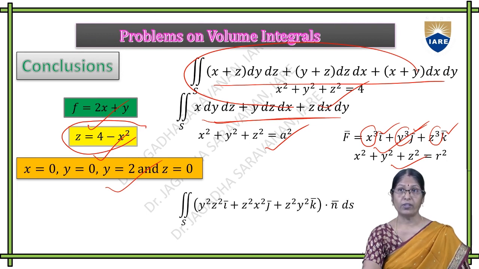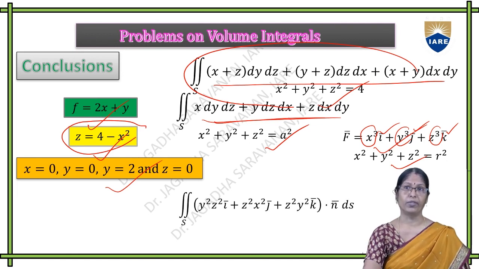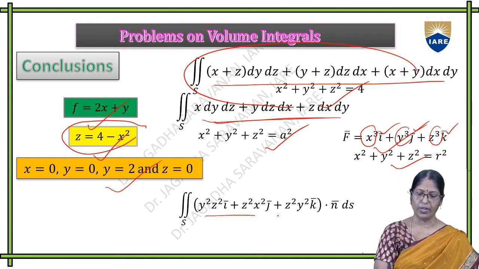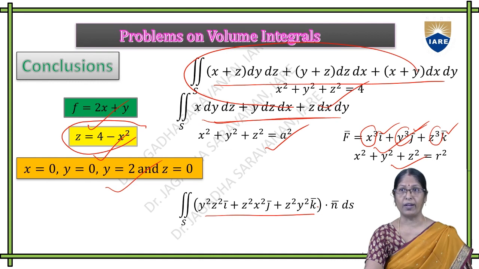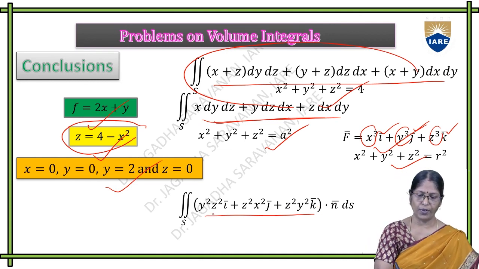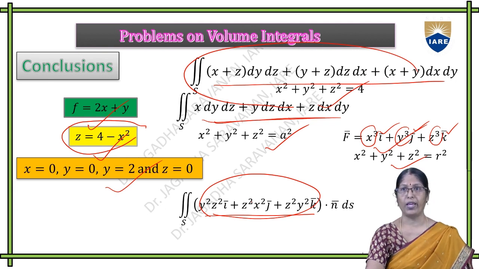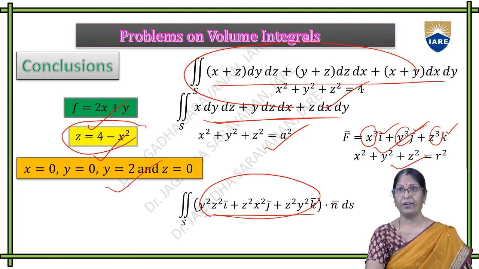And next we moved to our problem, that is the surface integral. Here, what is given is f dot n ds. In this surface integral, our vector point function f is y squared z square i plus z square x square j plus z square y square k, dot n ds. They can give any format. They will give F dot n ds, otherwise in a different way.